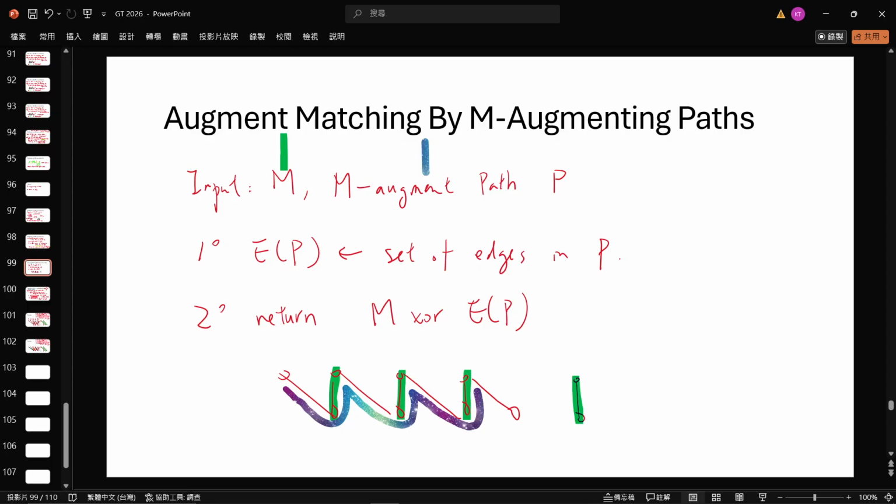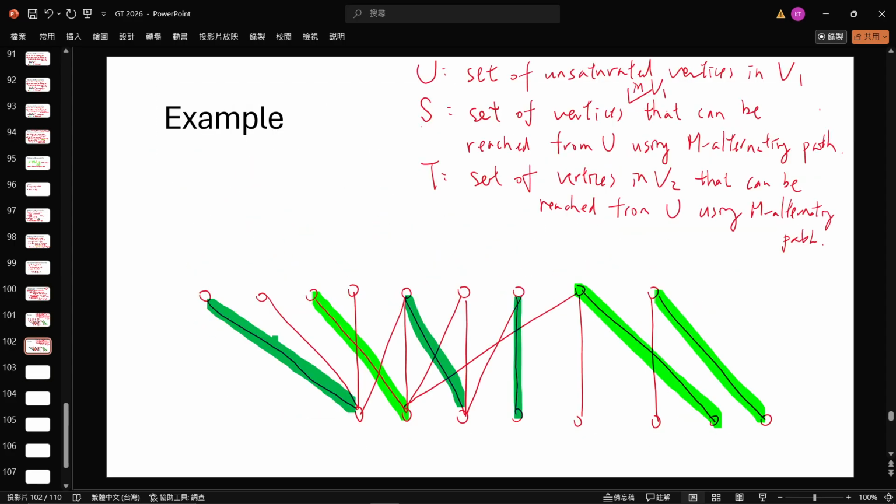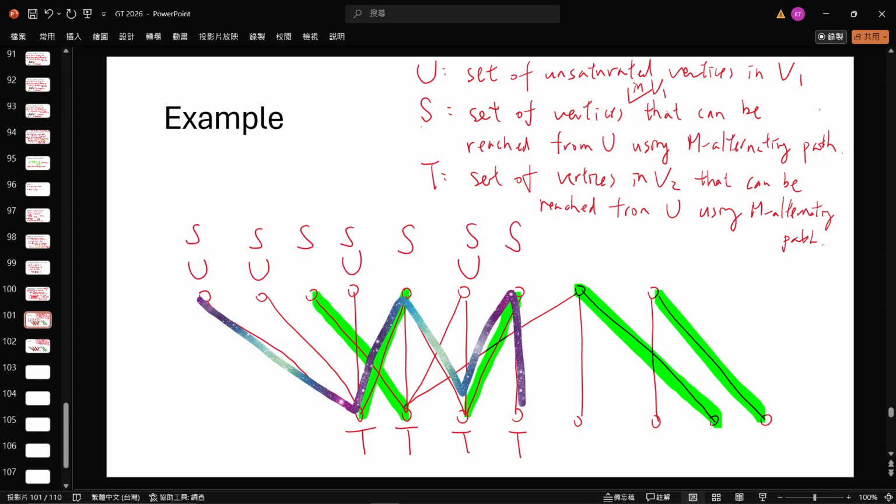So this one, I'll keep it because it only appears in this path. And this one, I'm going to remove it because it appears in both the matching and the path, okay? So similarly, I'm going to keep this one, remove this one, keep this one, remove this one, and keep this one, okay? So this is what I just did here, okay? So we will keep this one, remove this one, keep, remove, keep. Keep this one, and keep this one. Okay.